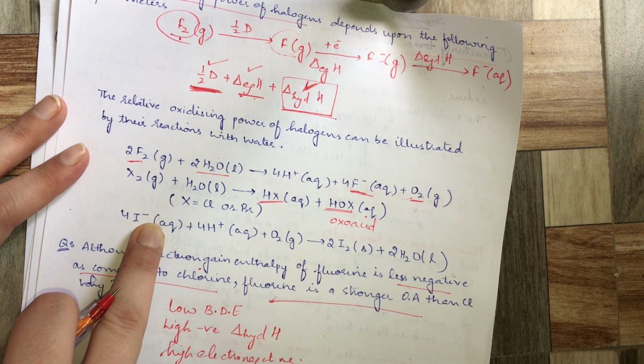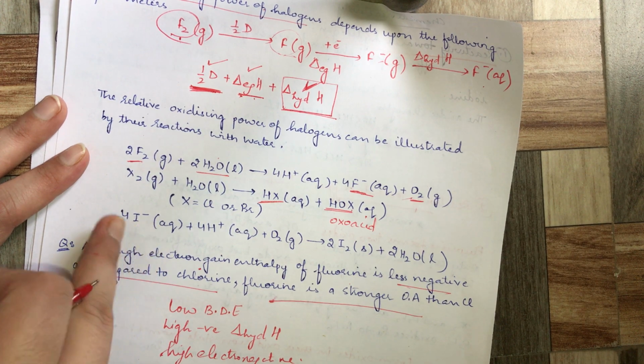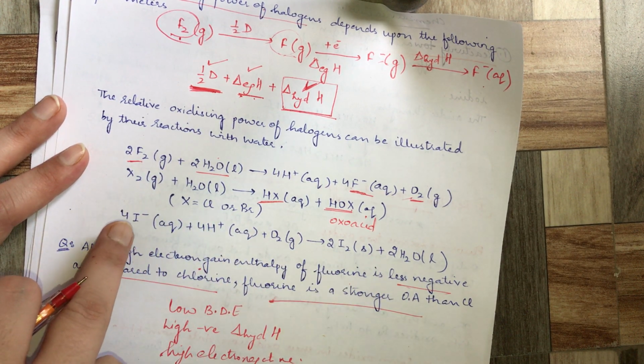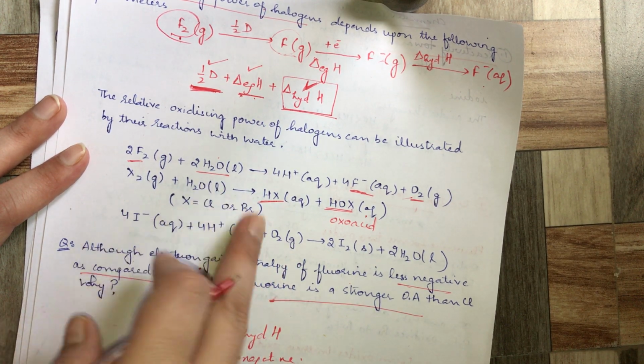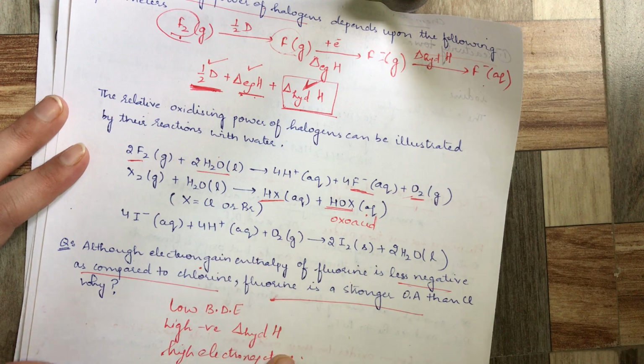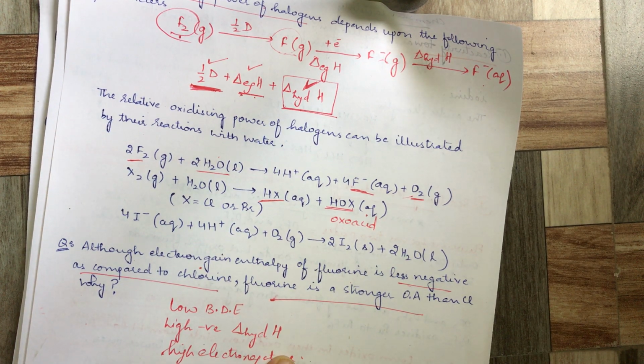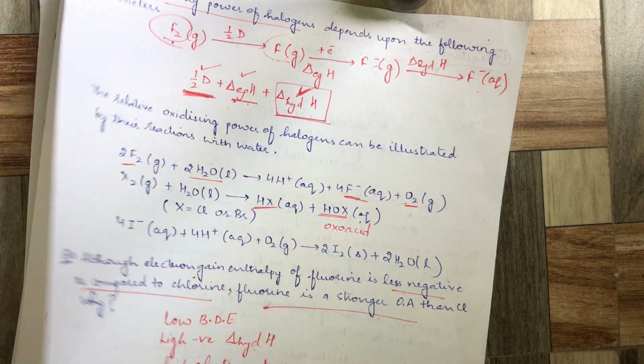Iodine is a very weak oxidizing agent, so the reverse reaction is possible: I−, H+ and O2. I− is oxidized to I2 and O2 is reduced to H2O. This is the main difference. This is how halogens react with water.